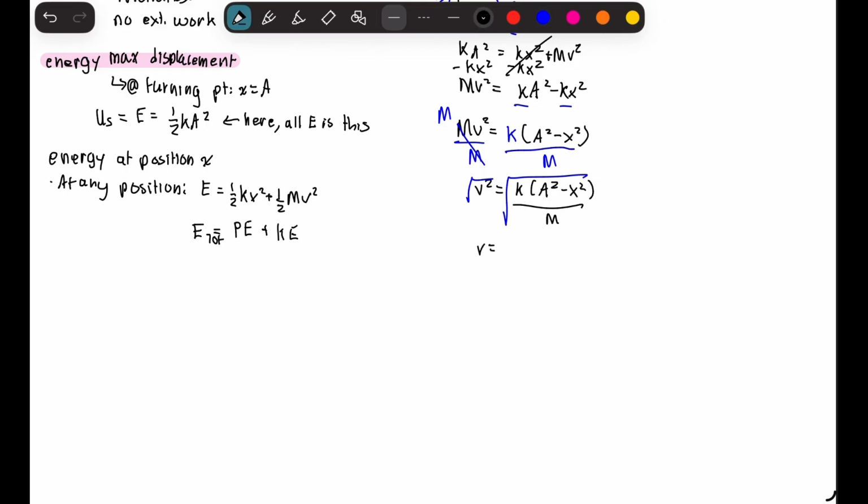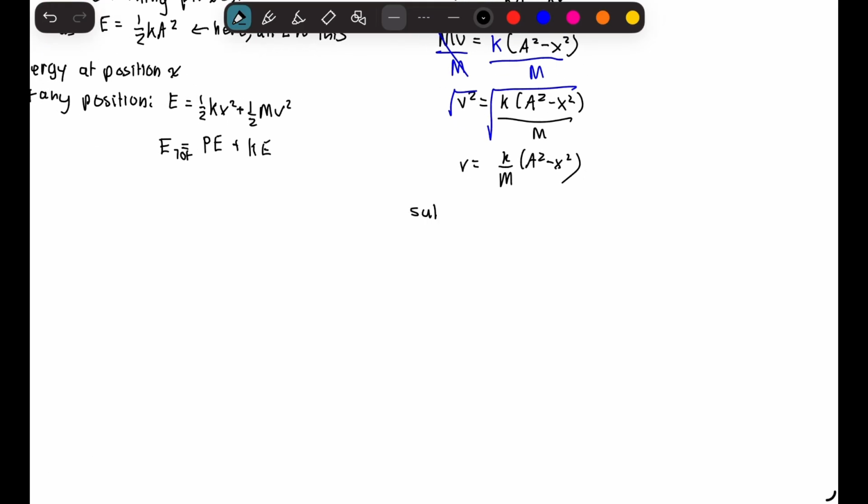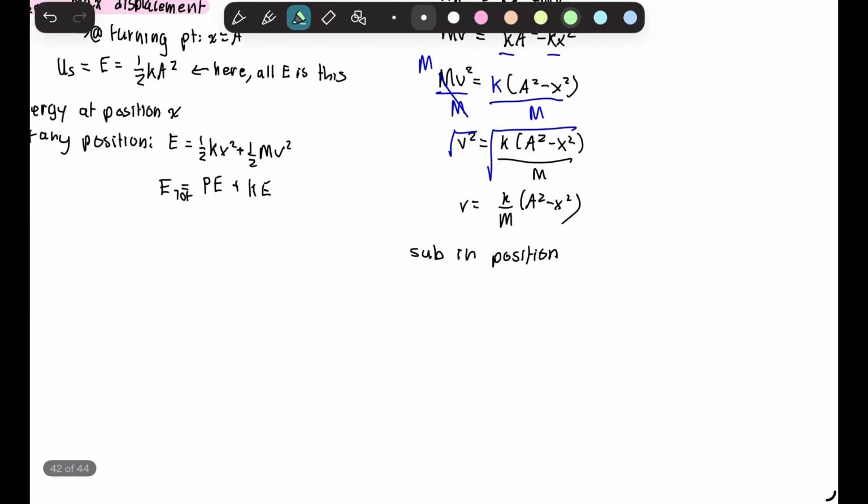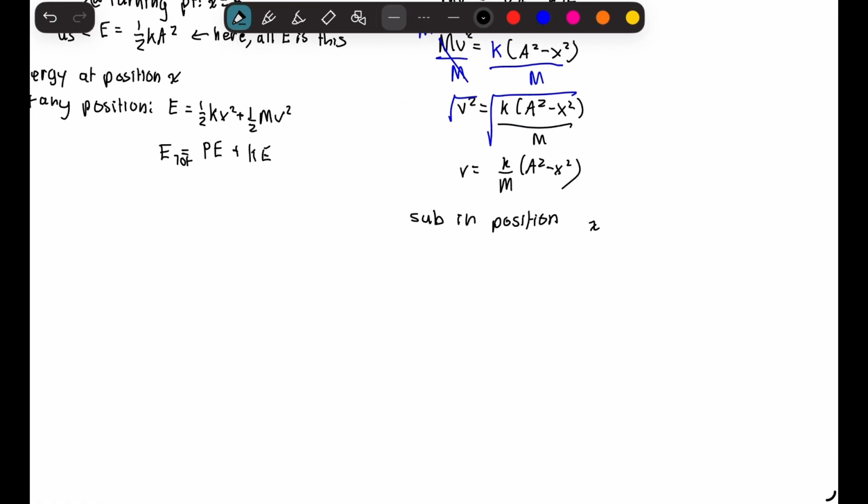And then v is equal to the square root of k over m times (a squared minus x squared). So after this, you're going to sub in position. And what is your position? Well, we had our position up here. The clay ball is going to stick with the block at x is equal to a over 2. So you substitute x is equal to a over 2 in where you have x.